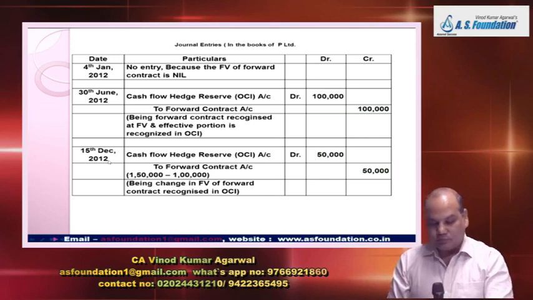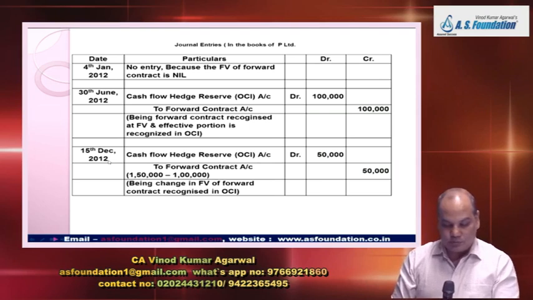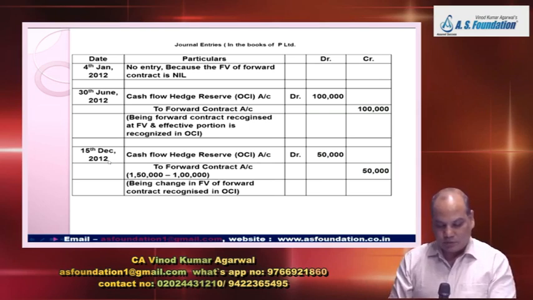1,50,000 minus 1 lakh. Cash flow hedge reserve account debit OCI 50,000 to forward contract 50,000, being change in fair value of forward contract recognized in OCI.